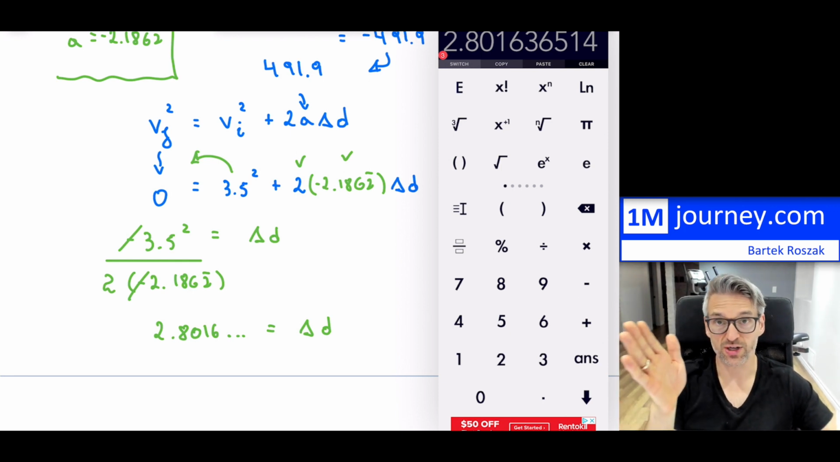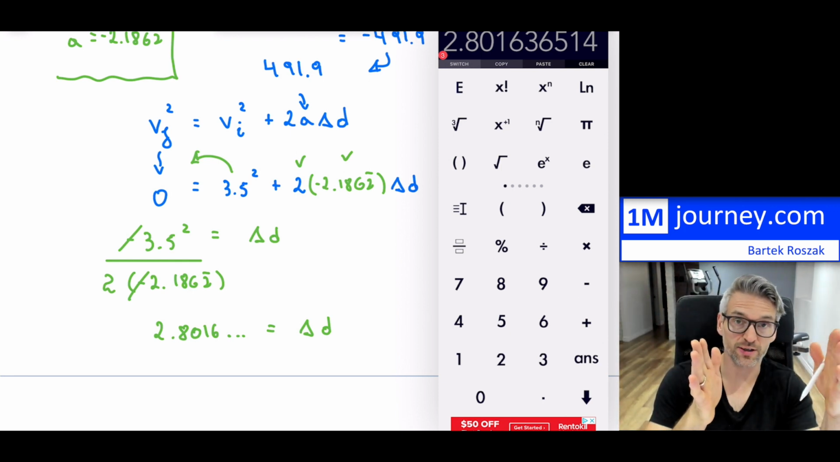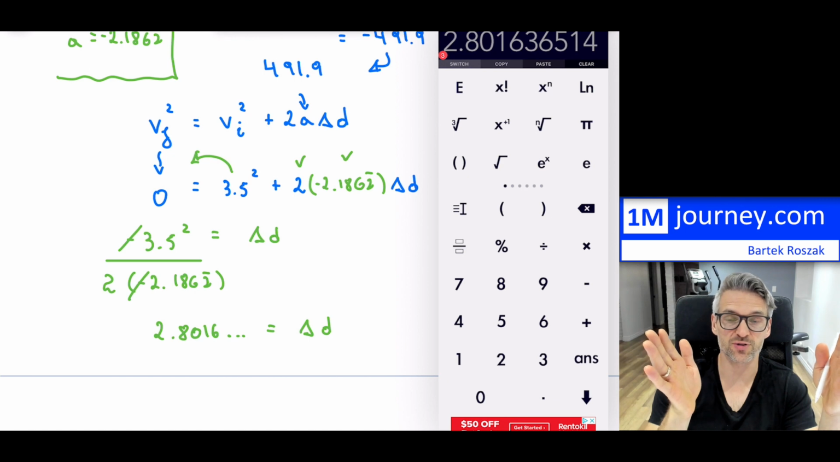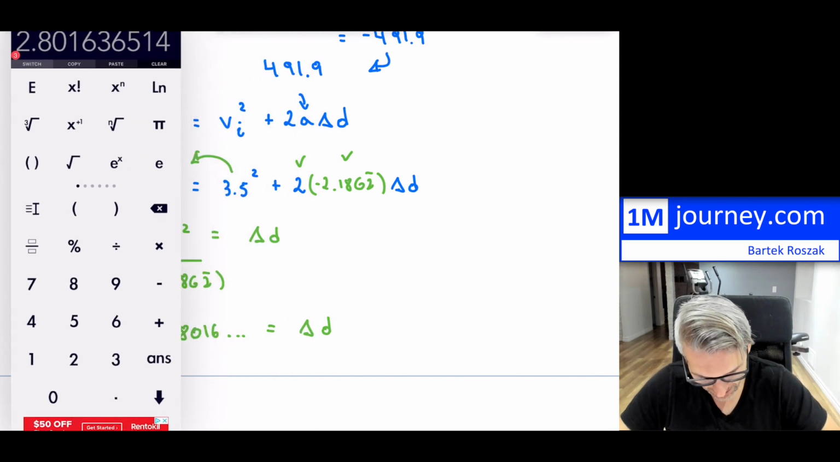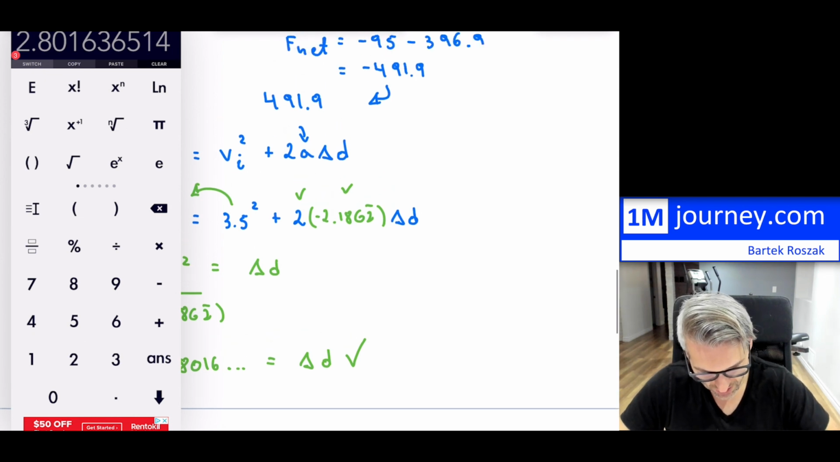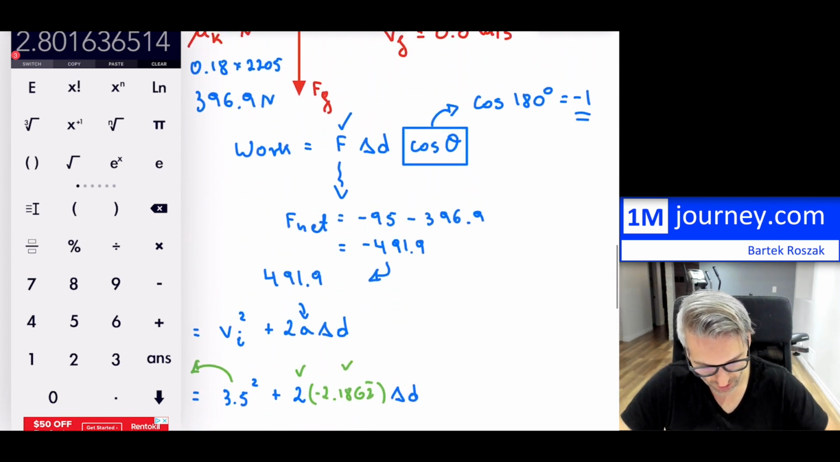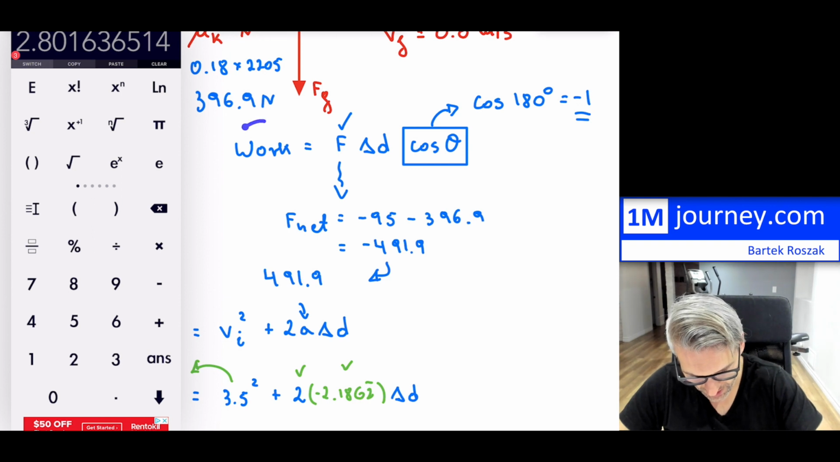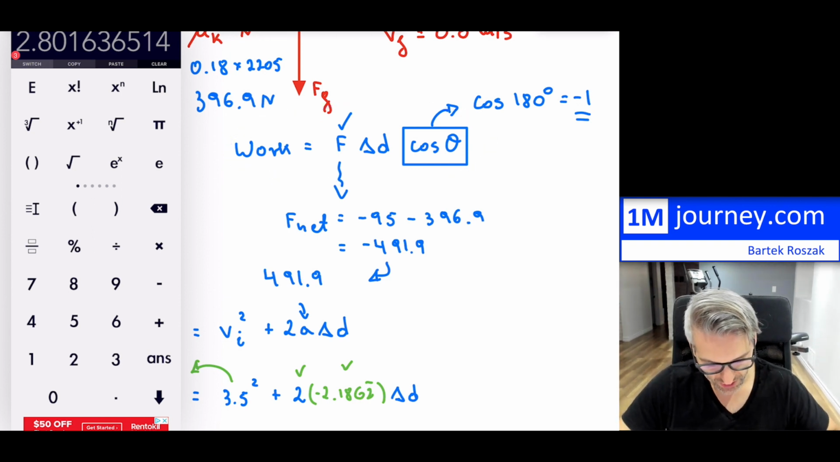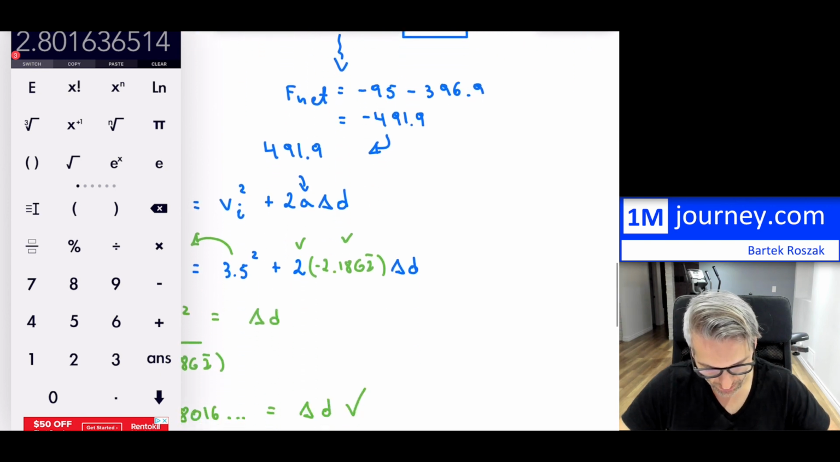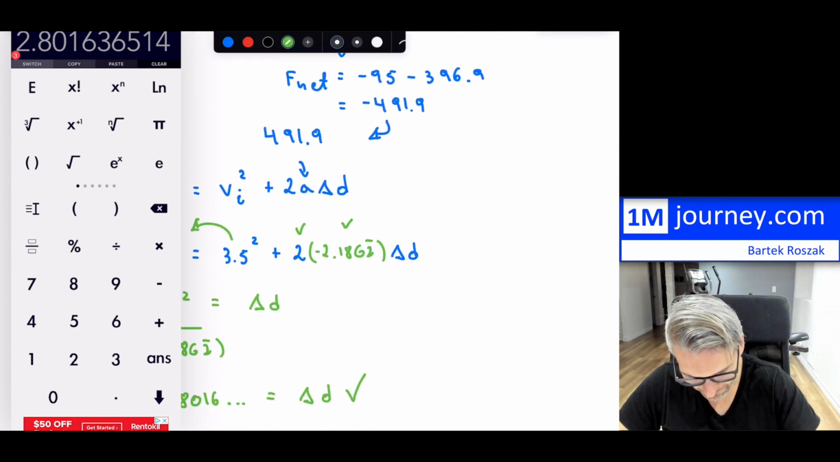So this object is going to be sliding along, and friction and the applied force are going to be in the opposite direction, so they're going to slow it down. Now with this, you basically have everything else that you needed. You have the actual force, so now you can figure out what the work is. If you substitute everything back in here, you can obtain what that will be. So let me do that.